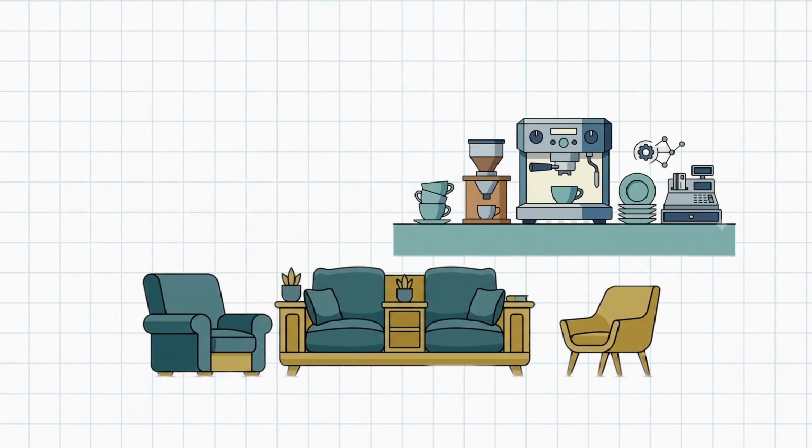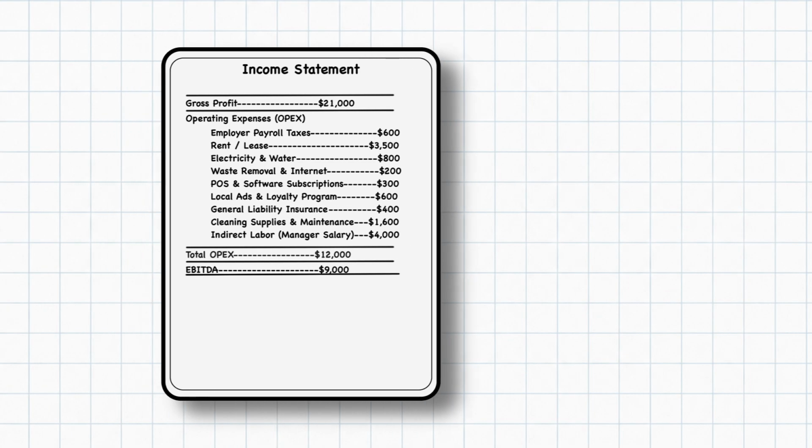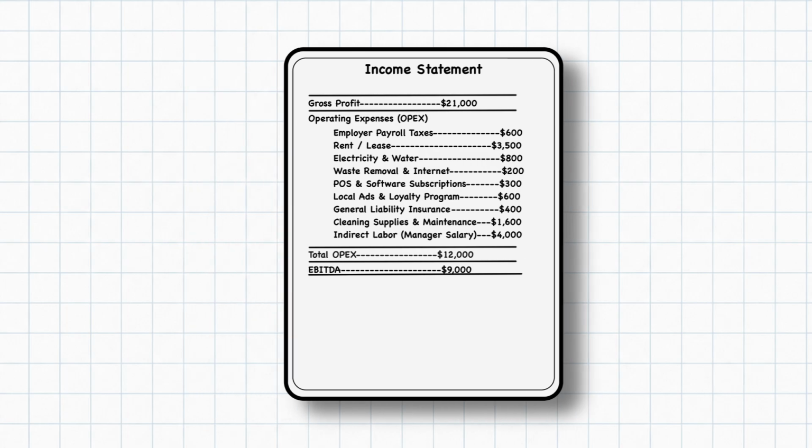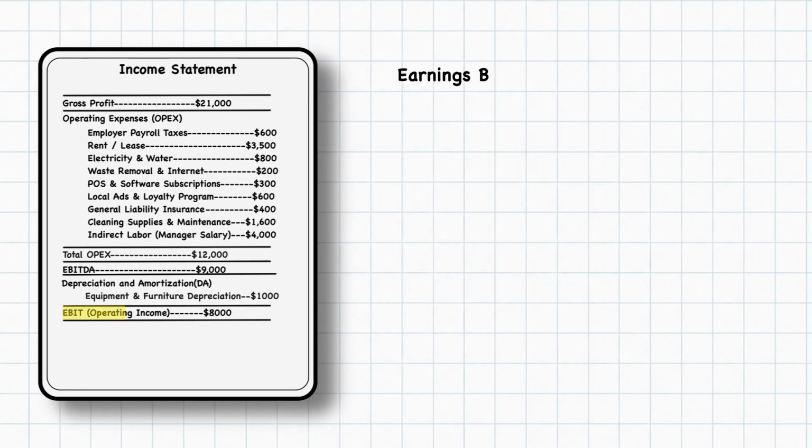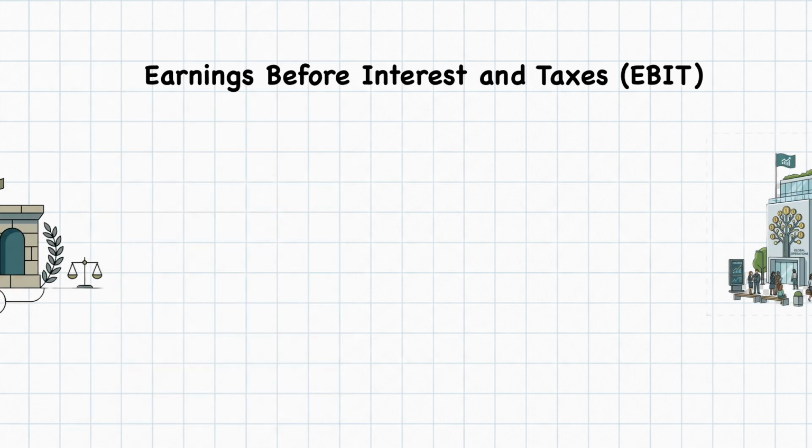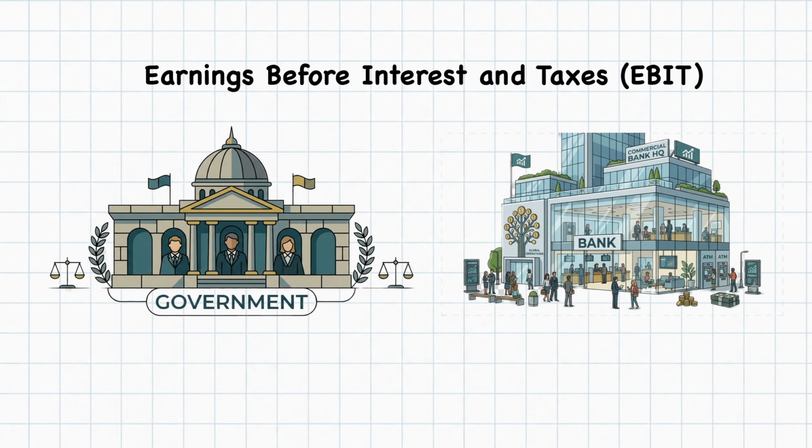Let's say your machine and furniture depreciated by $1,000 this month. When we take our $9,000 EBITDA and subtract that $1,000 in depreciation, we are left with $8,000. This number is EBIT, earnings before interest and taxes. It is also commonly known as your operating income. EBIT is the true final profit of your business operations before the bank and the government take their cut.